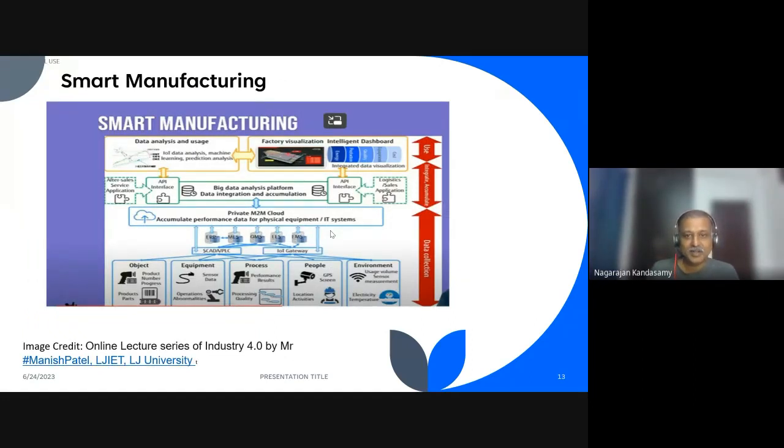Okay, so this slide is more just to give some flavor of what smart manufacturing is, because these are buzzwords used in the industry. It's a pictorial representation. In a typical manufacturing plant setup, you have different entities: the machines, the processes, the shop floor people, and even the building or environment, like the air conditioning system and water usage. Everything would be captured in terms of data.